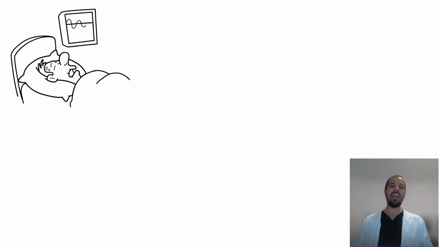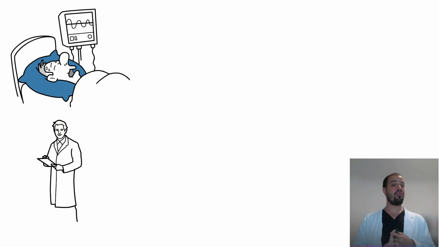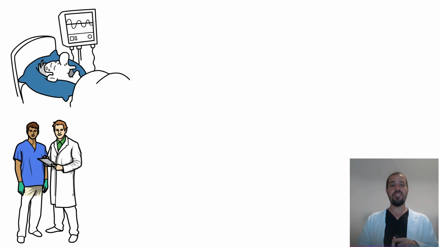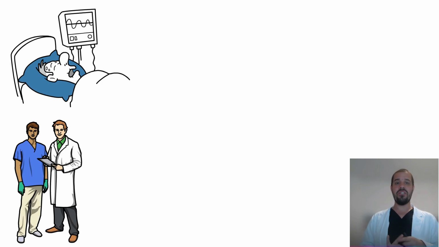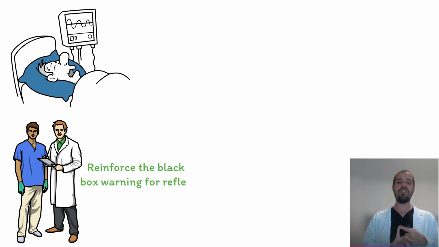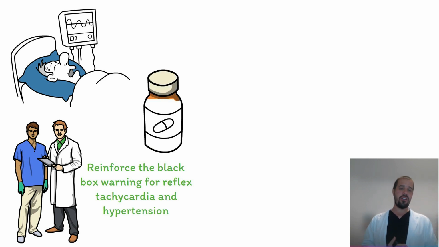Some nursing indications to highlight. As a nurse, you're going to assess heart rate and blood pressure prior to administration. You're going to assess for chronic health history for disease processes such as diabetes and COPD. And lastly, we're going to reinforce the potential black box warning for reflex tachycardia and hypertension. That concludes the beta blockers class.